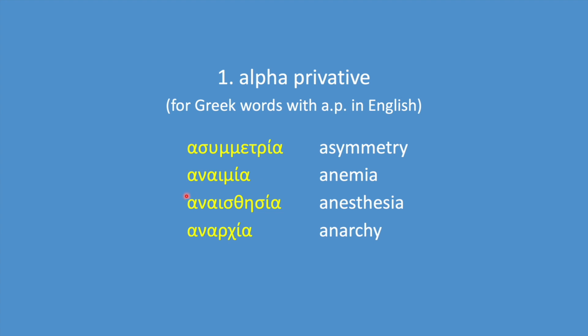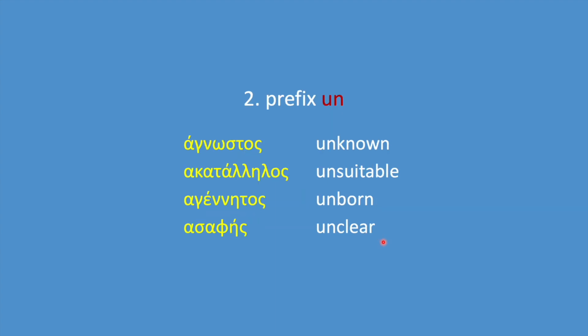Anemia, anemia. Anesthesia, anesthesia. Anarchia, anarchy. Number two, we use the prefix an.